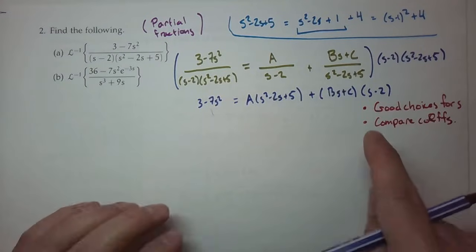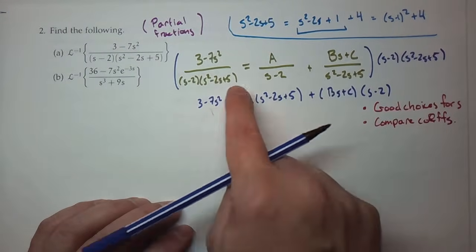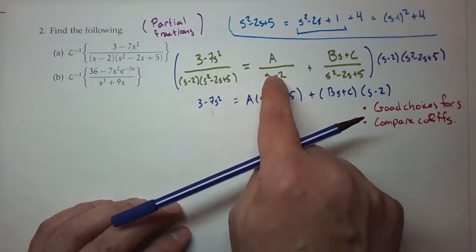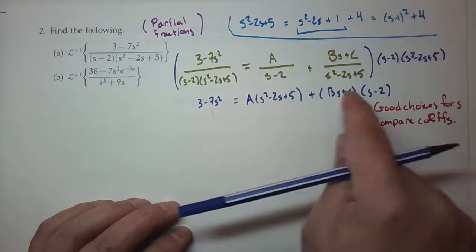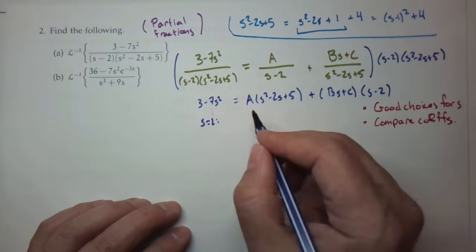2. Why is 2 a great choice? Because it knocks off a good chunk. Essentially, if you have something where you get a 0 downstairs, like here, plug in 2, that'll become a good choice. So you say, plug in s equals 2.